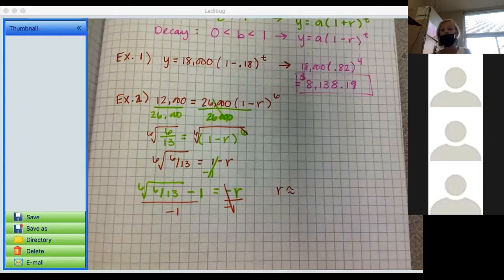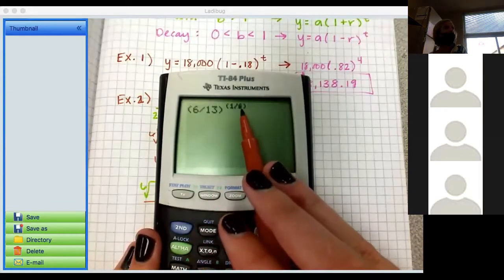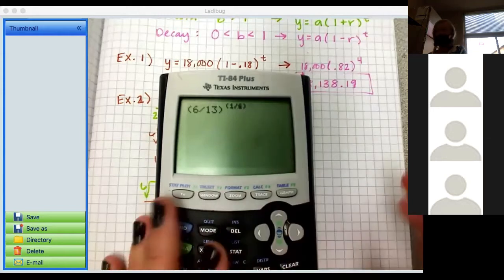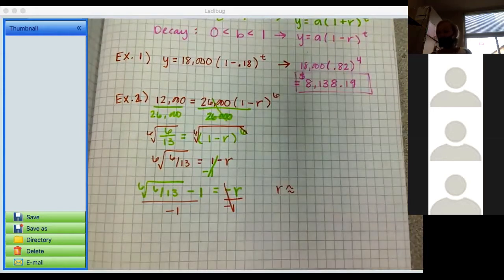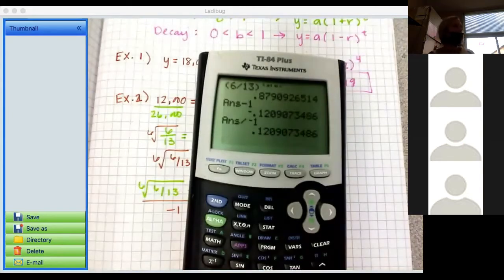Yeah, or you can do 6/13 raised to the 1/6. Isn't that the same as the 6th root? That's what I normally do. Back in my day, we didn't have all those fancy buttons. All right, I'm getting 0.12. So it's decaying by 12%. So it is decaying by 12%. Very good. That's the rate.